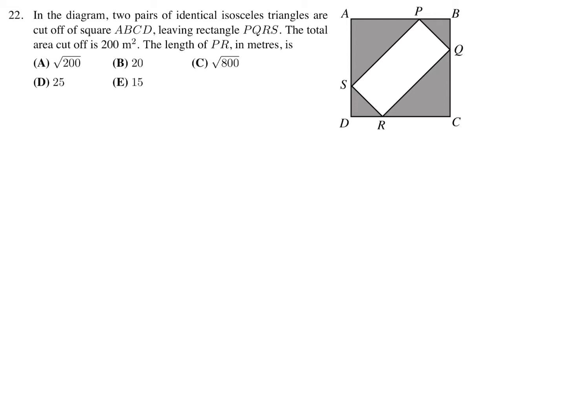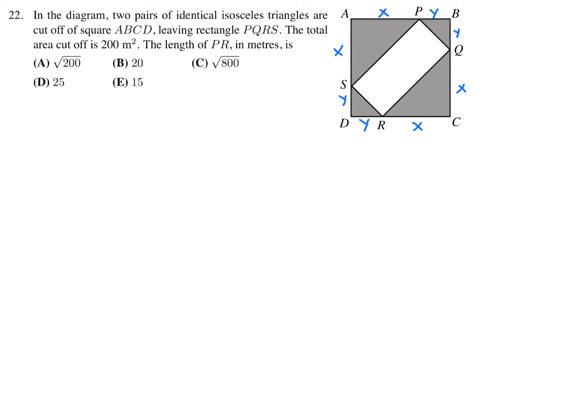All right, well, these are isosceles triangles, so I just labeled them. This is X from here to here, A to P. A to S, I'll label X. And since they're identical, this is also going to be X, and Q to C will also be X. And in a very similar way, I will label these guys Y's.